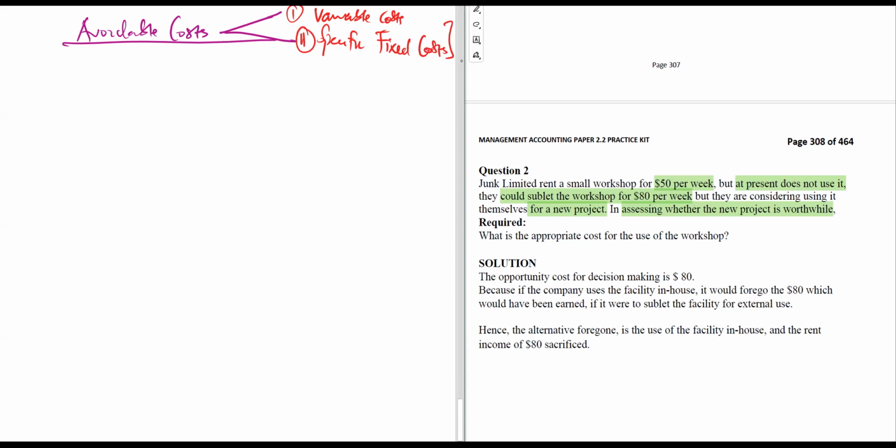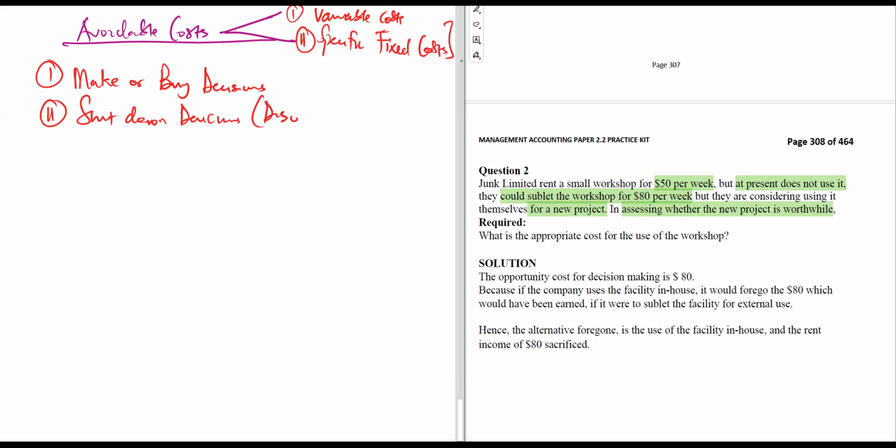These are relevant costs. So when it comes to make or buy decisions, I use avoidable costs. When it comes to shut down decisions, I use avoidable costs. So it could be shut down decisions or what we call discontinuance decisions, to discontinue something. It could be an accept or reject decision, which we normally call a special order decision.